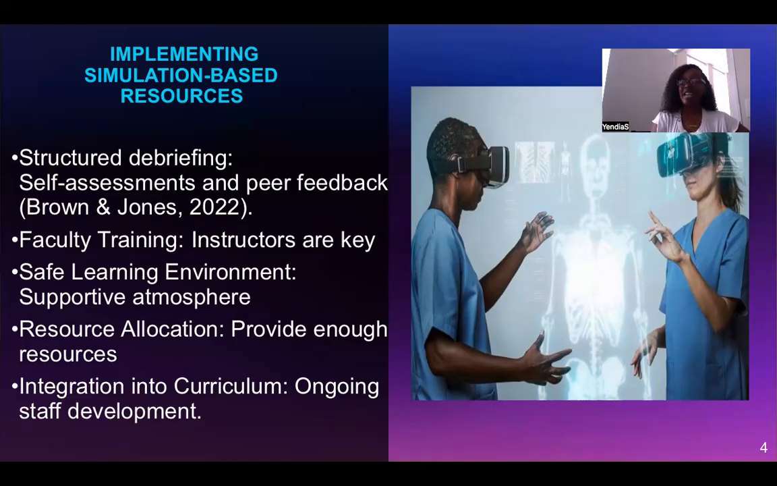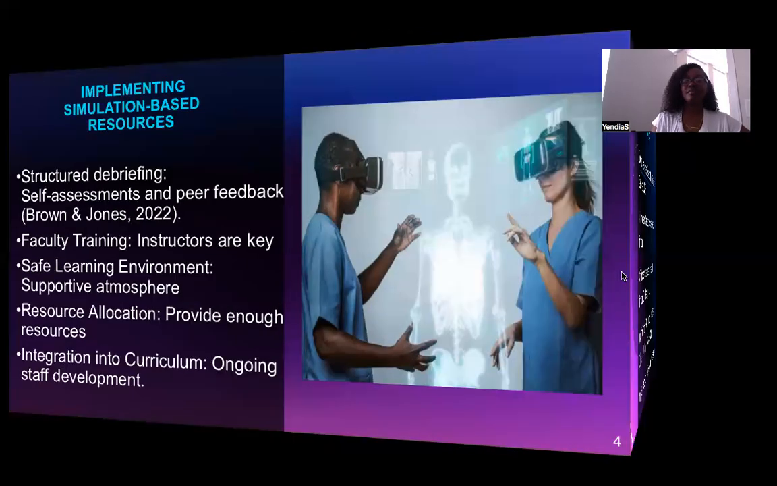Your resource allocation is also crucial. You always want to be sure that you provide enough resources, which includes personnel, equipment, and designated areas to hold the simulation-based training sessions themselves. And then lastly, you want to have a smooth transition into your current curriculum. This is a repeated process. This is very important in ensuring ongoing staff development.